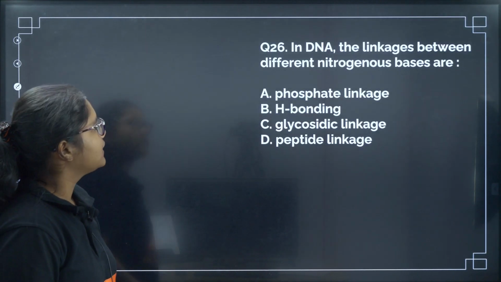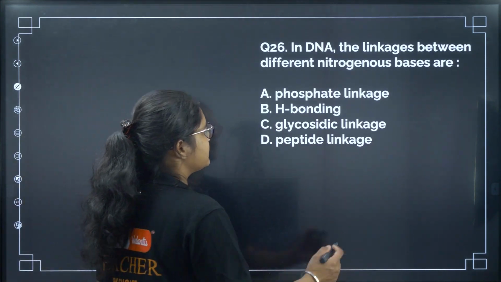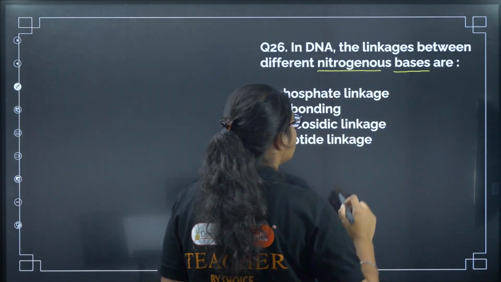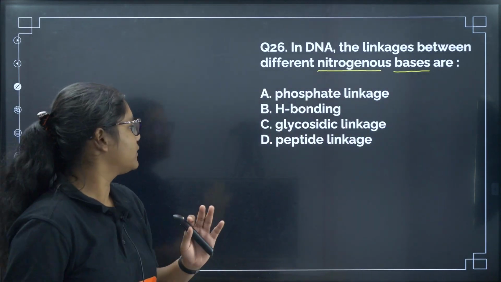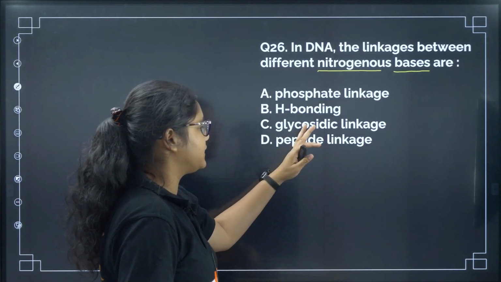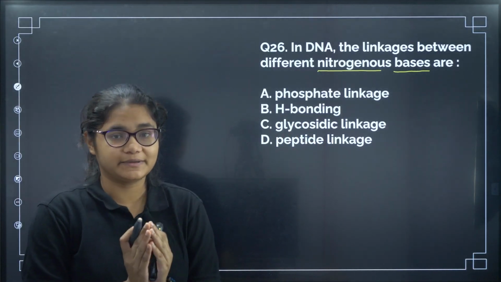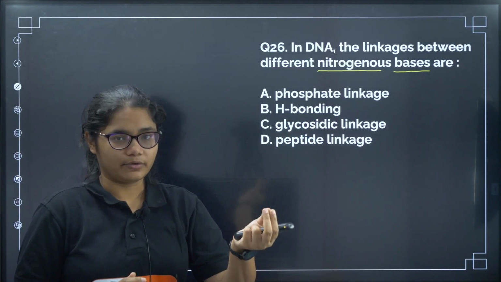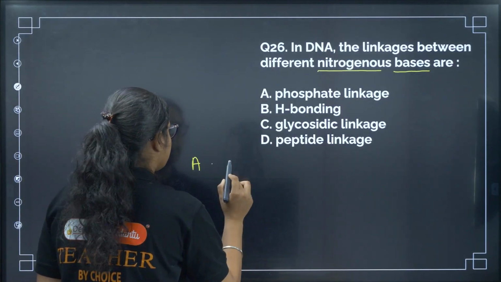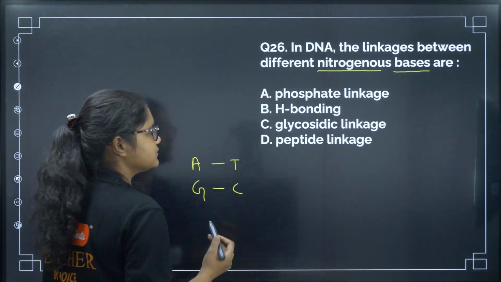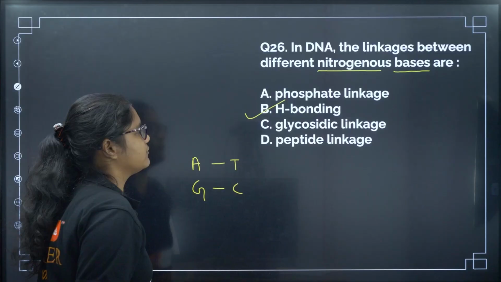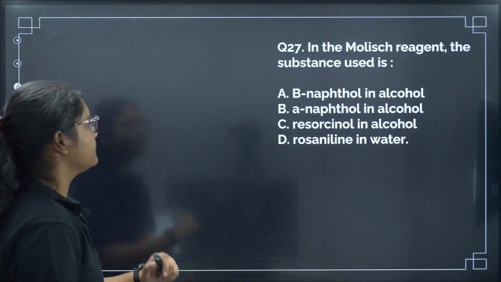Next, in DNA, the linkages between different nitrogenous bases are. So this question is a little confusing. You may think of phosphate linkage or something, but nitrogenous bases are linked by hydrogen bonds, right? Between A and T there is a hydrogen bond. Between G and C also there is a hydrogen bond. So the correct answer of this question is option number B.